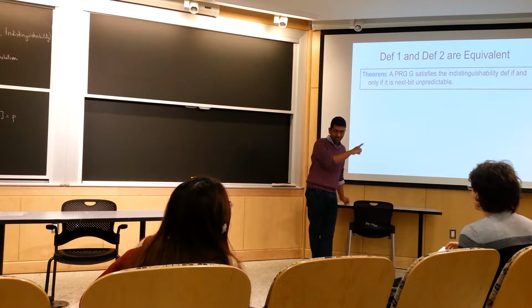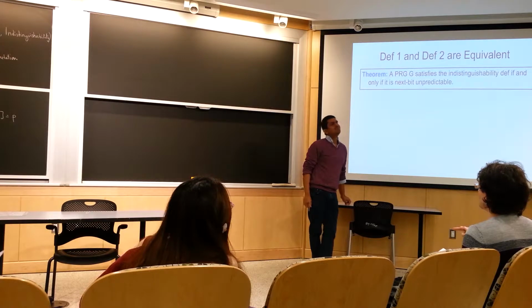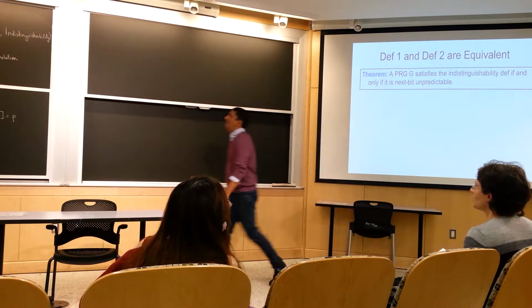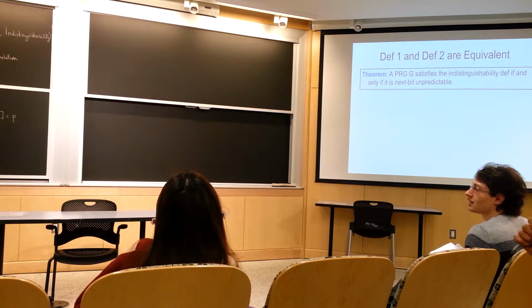So you want to say, if there's a next bit predictor, then there's a distinguisher. Yes, for the random string we will not be able to predict the next bit, but for the pseudorandom one we can. Very good. Okay, so let me dig into that.